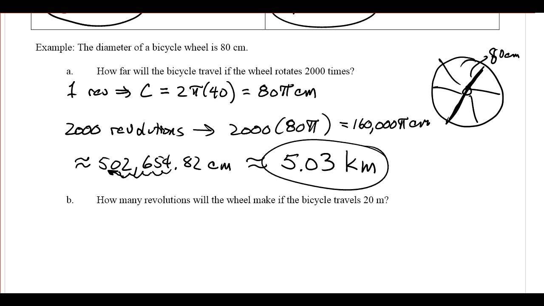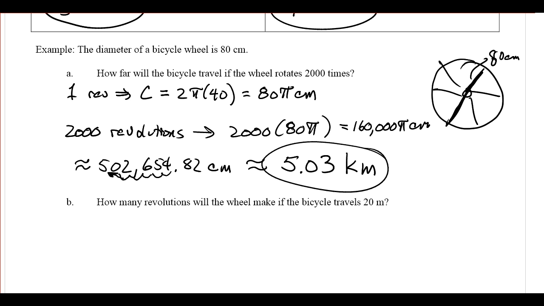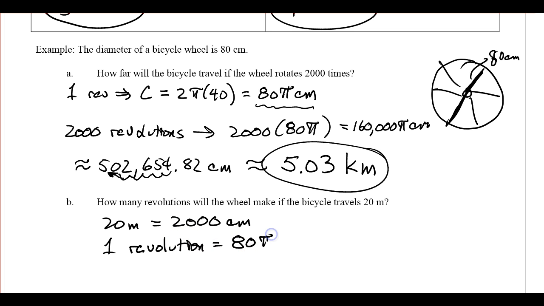Moving on to part B, how many revolutions will the wheel make if the bicycle travels 20 meters? So now we're kind of working backwards. So we know that 20 meters is going to be 2,000 centimeters, because a meter has 100 centimeters. And we know, since our wheel has a circumference of 80 pi centimeters, that one revolution is equal to 80 pi centimeters. We figured that out in the first part.